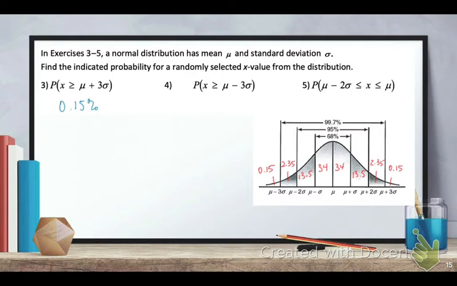Number 4, we want the probability that a score is greater than 3 standard deviations below the mean. So that is everything but that small percentage way on the left. So we can take 100 and subtract that 0.15, and so it would be a 99.85% chance. And then number 5, we want the probability that some data value is between the mean and 2 standard deviations below. So if we add up those percent chances, we will get 47.5% chance.